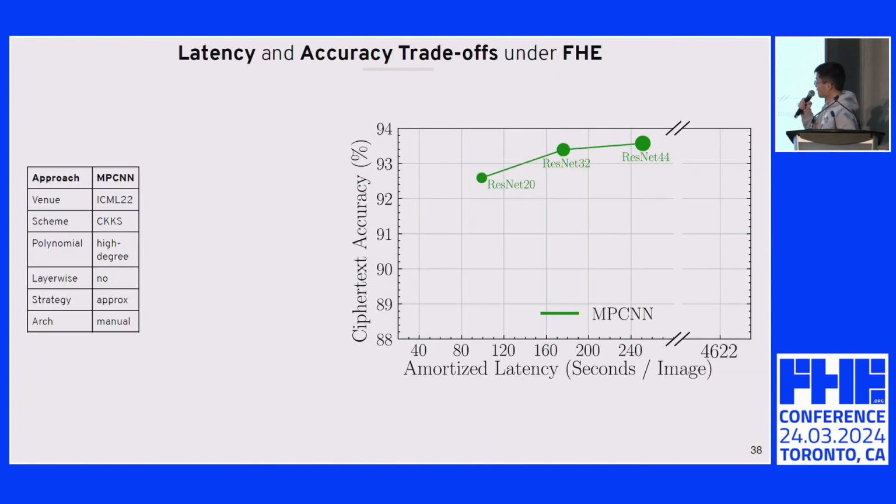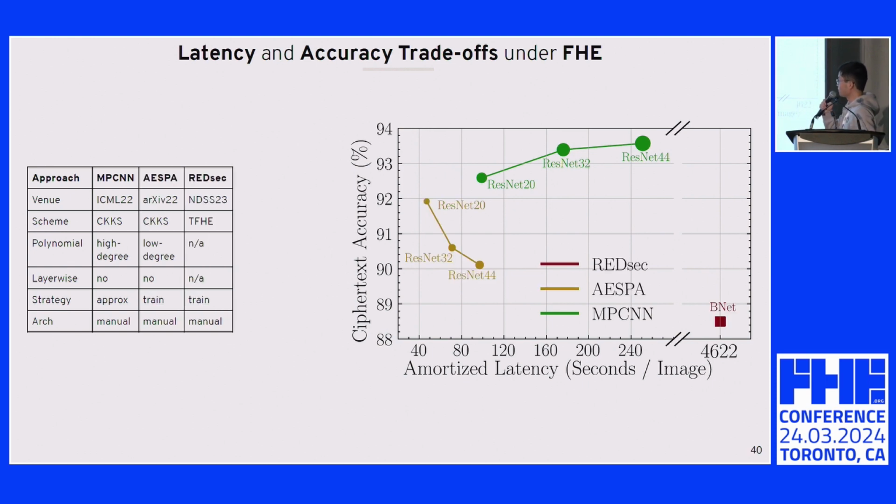This is a baseline. MPCN is a high degree polynomial approximation, and ASPA is a low degree polynomial. We also benchmark different homomorphic encryption schemes. We compare the CKKS and the TFHE. We know the TFHE can directly evaluate the nonlinear activation function, and TFHE's bootstrapping is very fast.